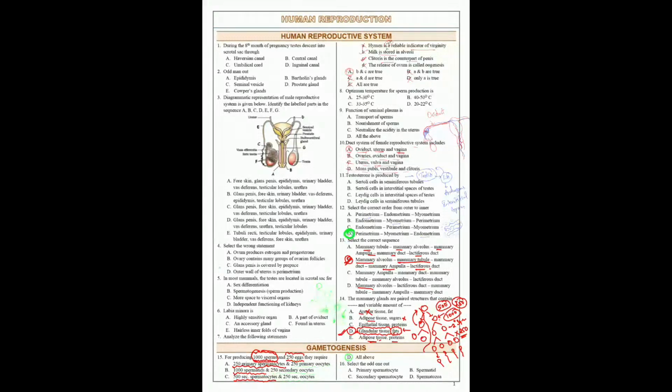Next question, 16th one. Select the odd one out: primary spermatocyte, secondary spermatocyte, spermatid, and spermatozoa. Primary, secondary spermatocyte, and spermatid are parts of the process. Spermatozoa is not a part here. It becomes sperm, so this is a different structure. So spermatozoa is the odd one out here. All right. Chalo. Next question we'll have.